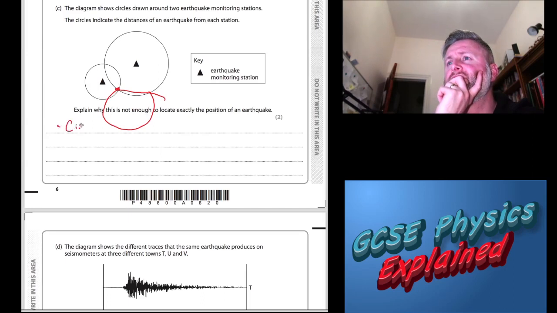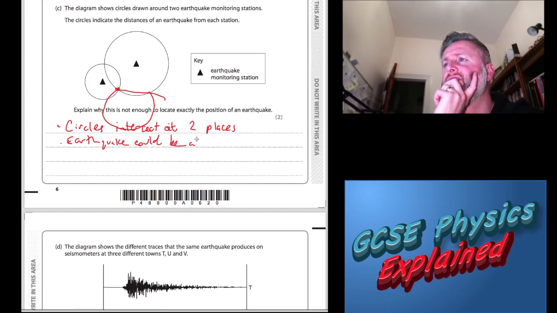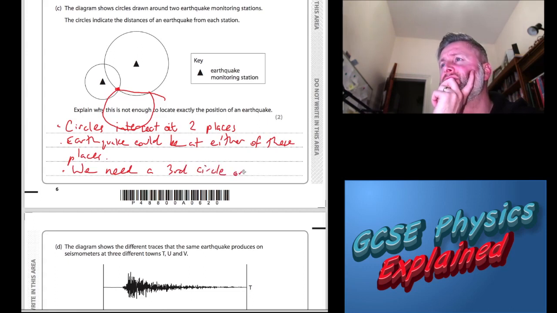So circles intersect at 2 places. Earthquake could be at either of these places. We need a third circle or monitoring station.